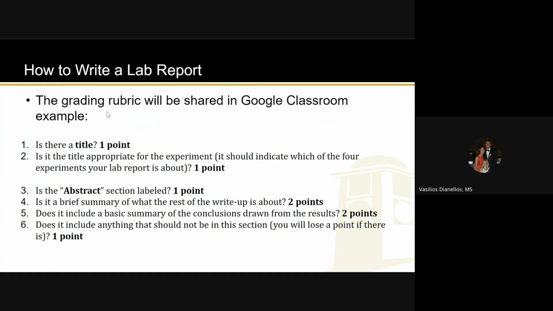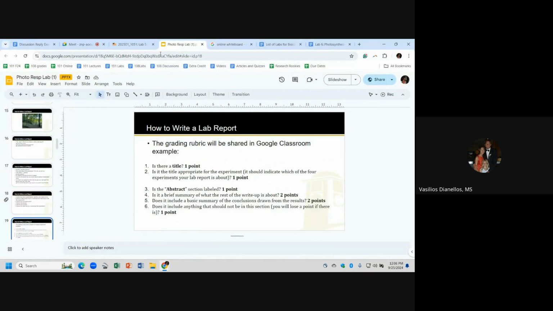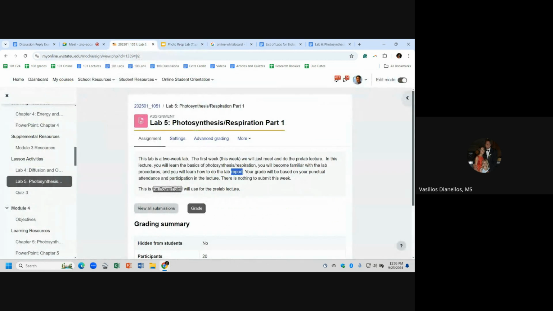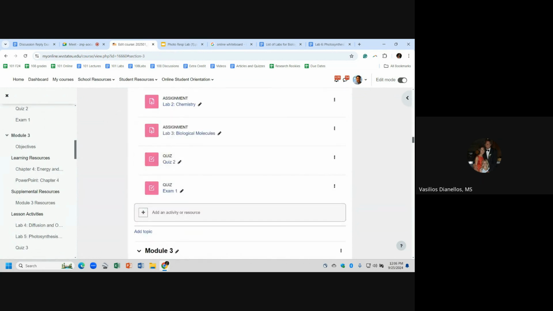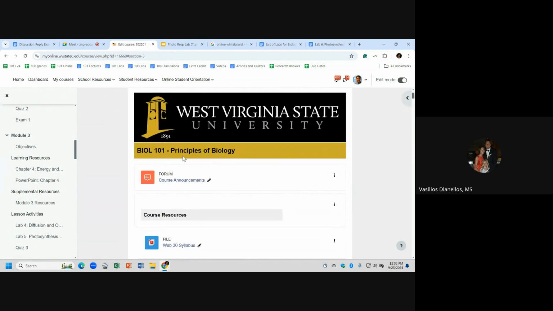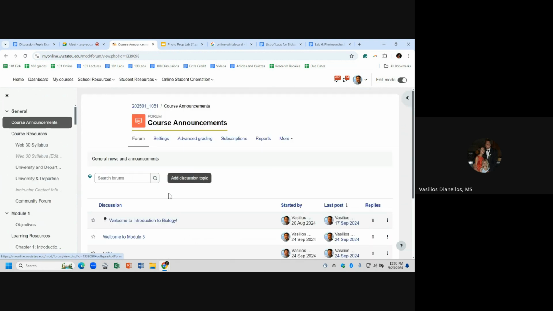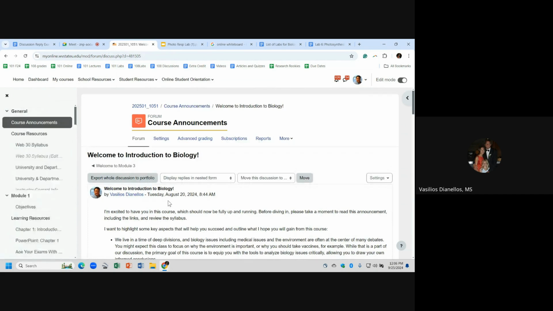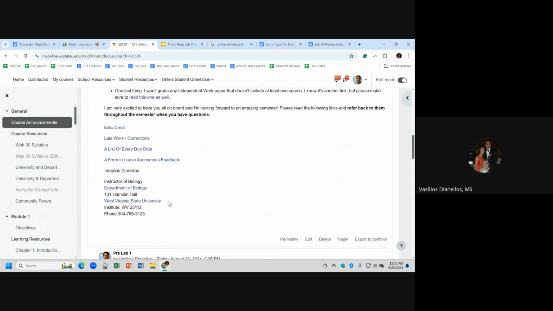So I'm going to give you a grading rubric, right? This also needs to be updated. It's not going to be shared in Google Classroom. I'm going to share it via Google Docs, via WVSU Online. And instead of showing it here, let me show you where it actually is. I'm going to share it with you, but it is already technically available. If you go to the announcements and look at that very first announcement, at the very bottom, there's a list of links. And one of those links is a list of every single due date for the semester.